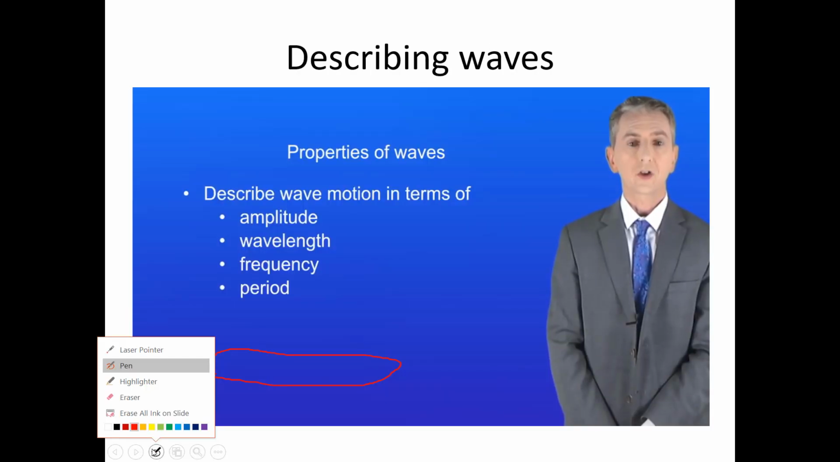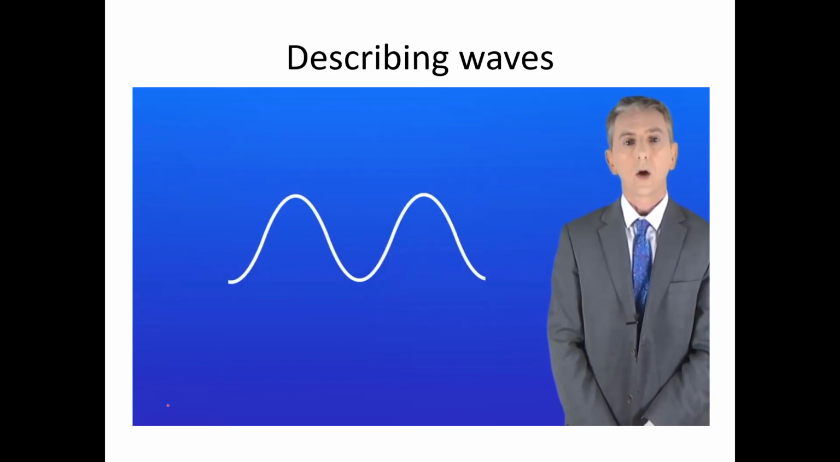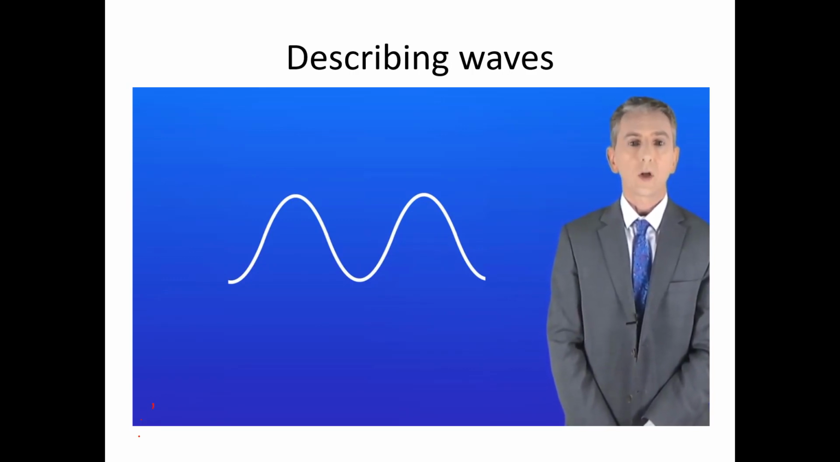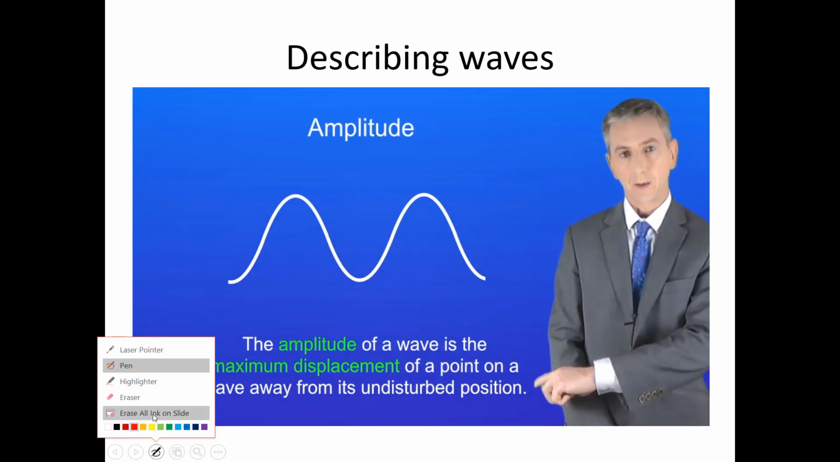But I'll show you exactly what they mean, and you'll see they're quite straightforward. I'm showing you here a transverse wave, and we looked at these in a previous video. Now, all waves have certain key features which you've got to be able to label. We're going to start by looking at the amplitude. I'm showing the definition of amplitude here.